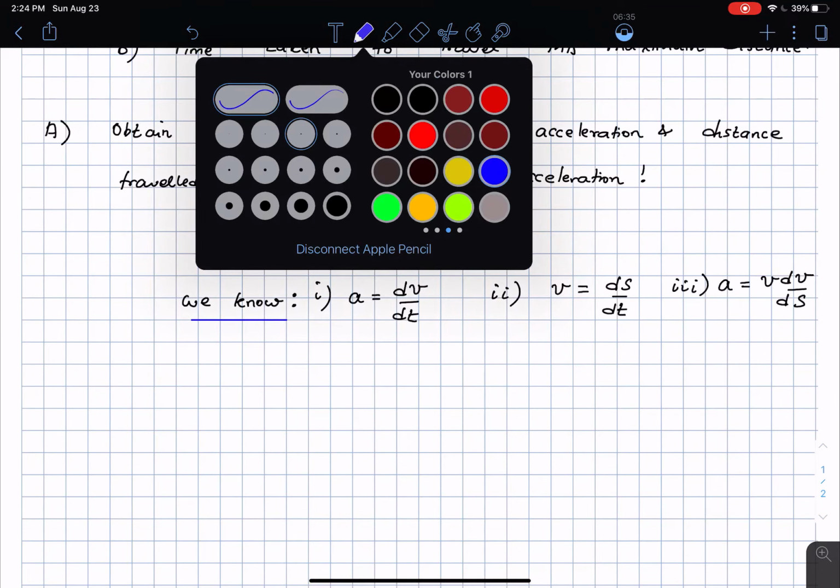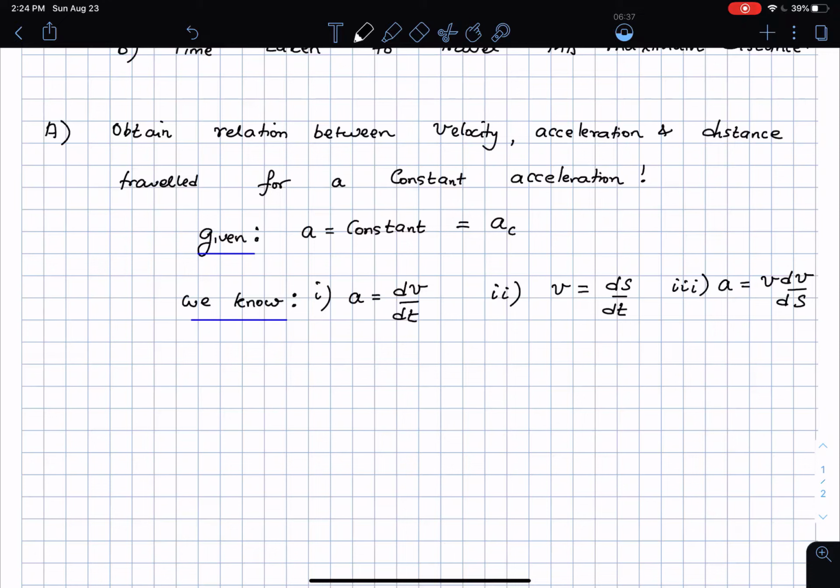So I'm going to start off with the first expression here. The first expression is a = dv/dt, which means that if I cross multiply, I get dv = a dt. But acceleration a is a constant, which means that I can say that dv is ac times dt. Now I'm going to integrate it on both sides.